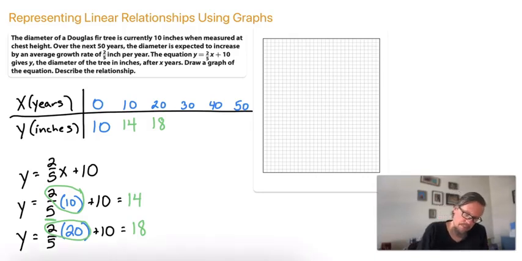Let's go ahead and do it one more time just to see if the pattern holds true. Let's do 30. 2/5 times 30. My prediction is that this is going to be 22. What do you think? Think we're going to get 22?